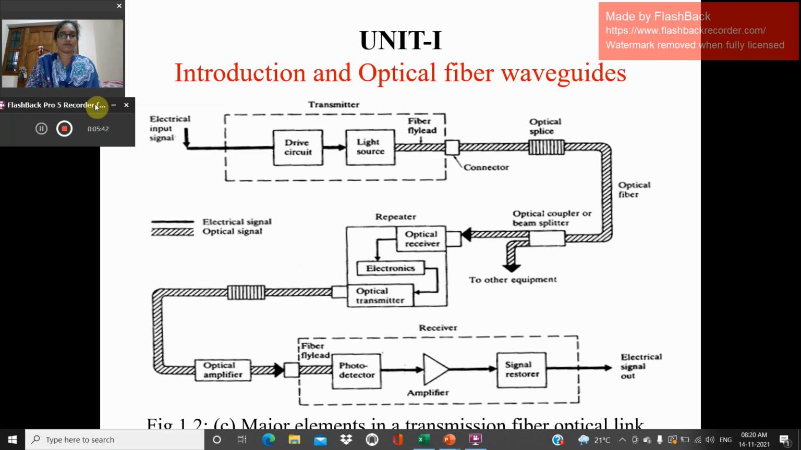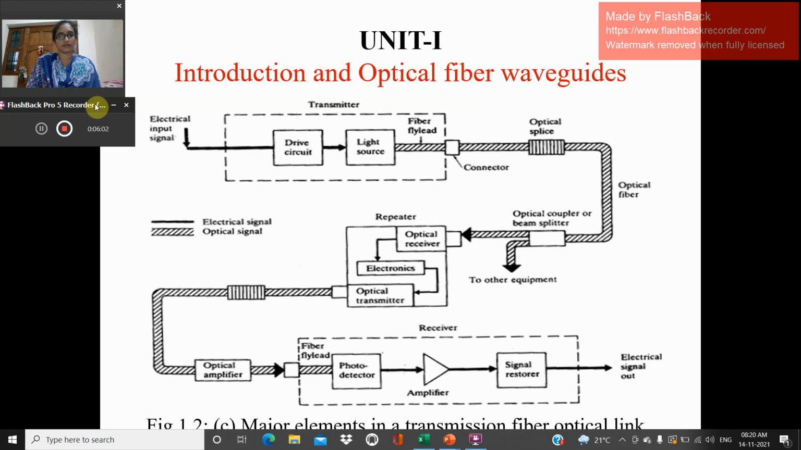Then the optical amplifier: the output of the repeater section is immediately connected to the optical amplifier. What is the optical amplifier? If the light signal is weak, it gets strengthened and amplified in the optical amplifier, and that is then connected to the receiver section.